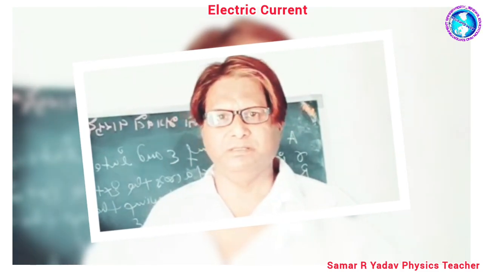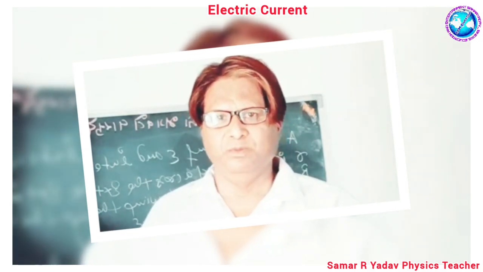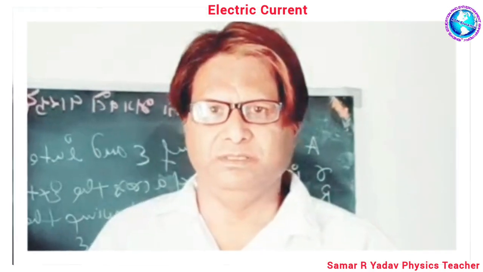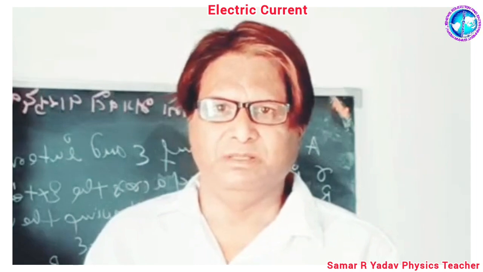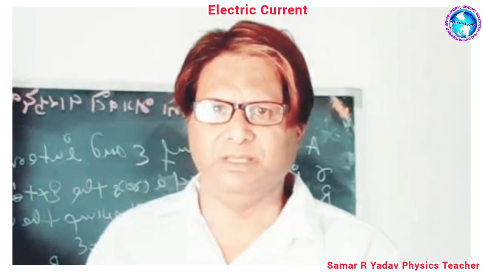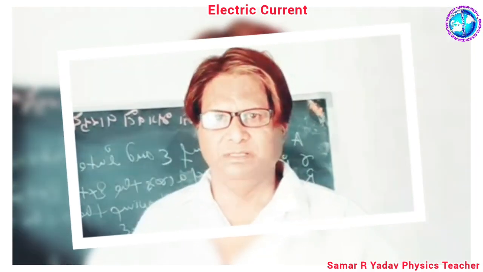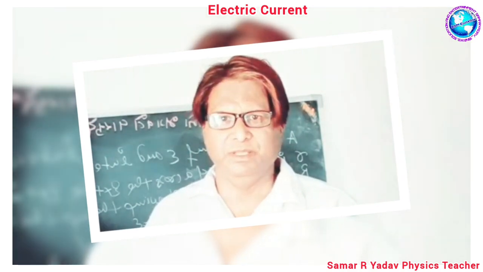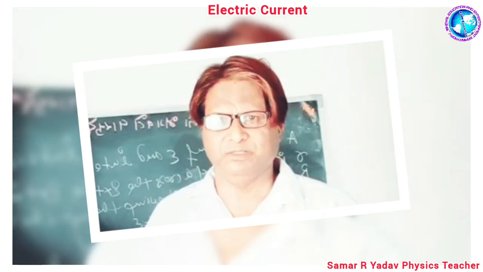In this numerical, the cell having resistance small r is connected with the resistance capital R. We have to prove that the potential drop across this R is proportional to capital R, and also we can plot the graph of V versus capital R. First we know that V is equal to E minus Ir, small r. I is equal to V upon capital R, keeping this value and making the formula of V, finally we get V is equal to E into capital R upon capital R plus small r.